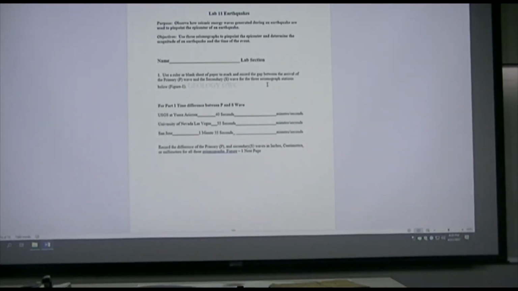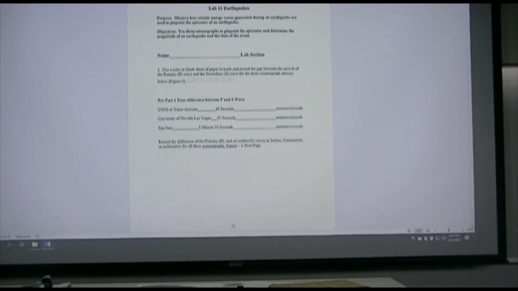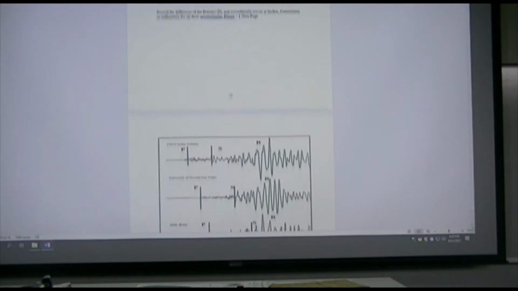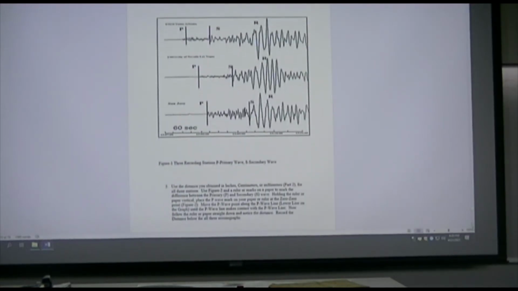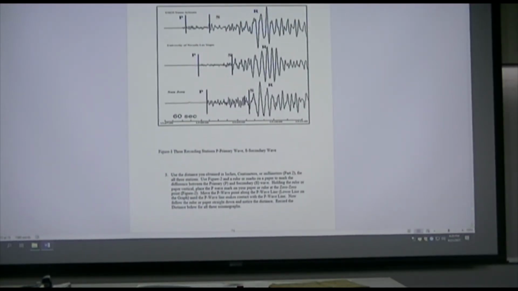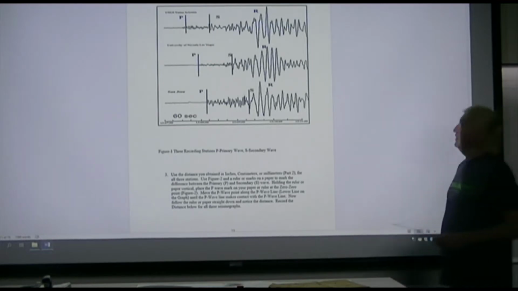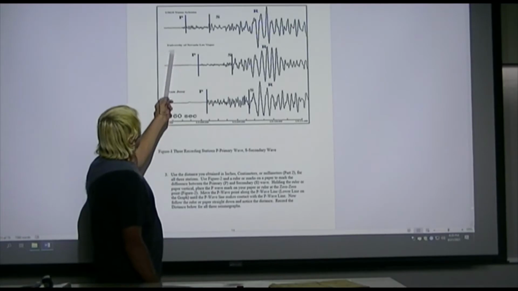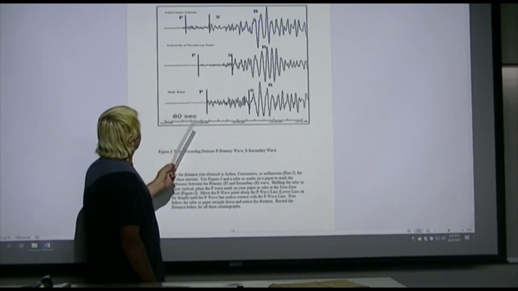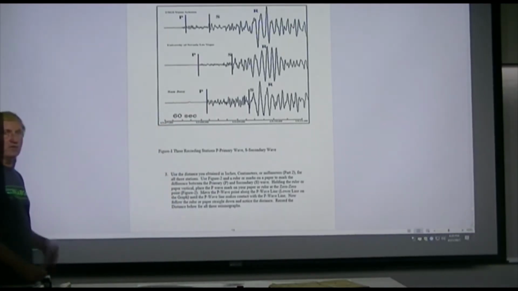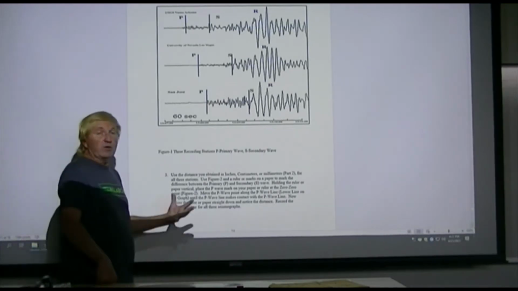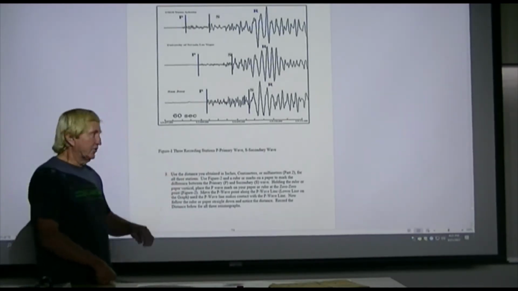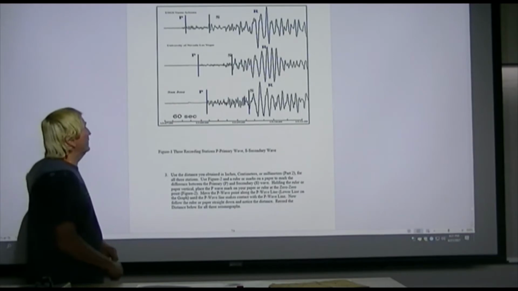I'm going to scroll down here to this. So these are 3 seismographs. There's one seismograph at the very top, United States Geological Survey at Yuma, Arizona, one at the University of Nevada, Las Vegas, and one in San Jose. So you have to have a minimum of 3 seismographs. The more you have, the better. It means you're going to have more circles, but for this lab, we're going to keep it simple.